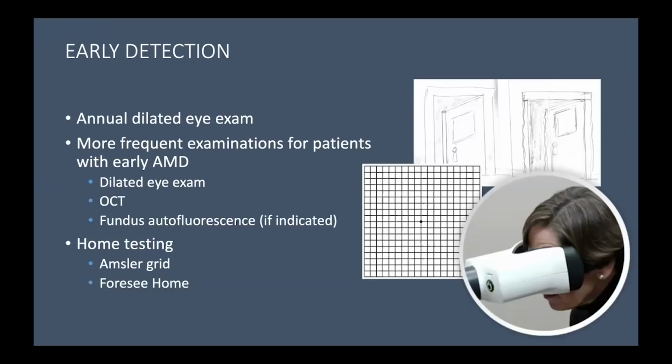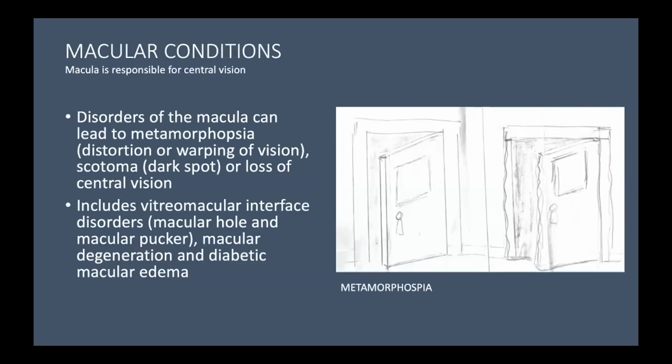This patient here is using a device called the 4C home, which is similar to the Amsler grid in trying to detect distortion or changes in the vision. But when there is something identified, the prescribing physician is contacted directly by the company, and the patient can be asked to come to the office for an examination sooner to monitor for any changes in their macular condition.